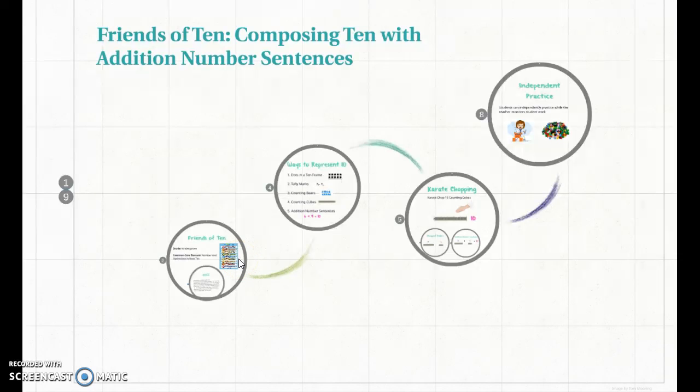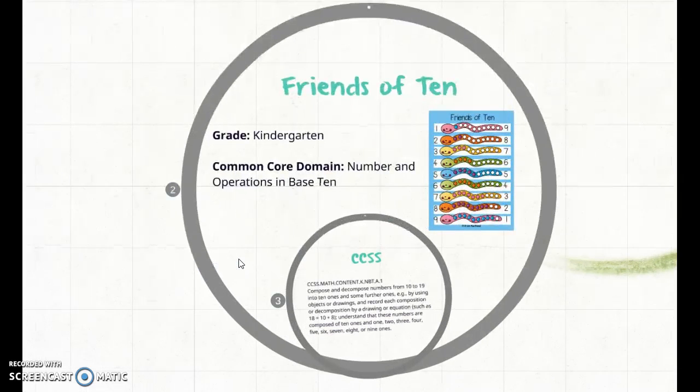This lesson is called Friends of 10, Composing 10 with Addition Number Sentences. This lesson is based on the Kindergarten Common Core domain, Number and Operations, and Base 10.